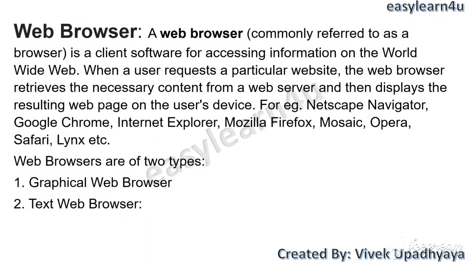A web browser, or simply called a browser, is a client software for accessing information on the World Wide Web, that is, from the internet. When a user requests a particular website, the web browser retrieves the necessary content from a web server and then displays the resulting web page on the user's device. Examples of web browsers are Netscape Navigator, Google Chrome, Internet Explorer, Mozilla Firefox, Mosaic, Opera, Safari, Linux, etc. Web browsers are of two types. One is the graphical web browser and the other one is the text web browser.